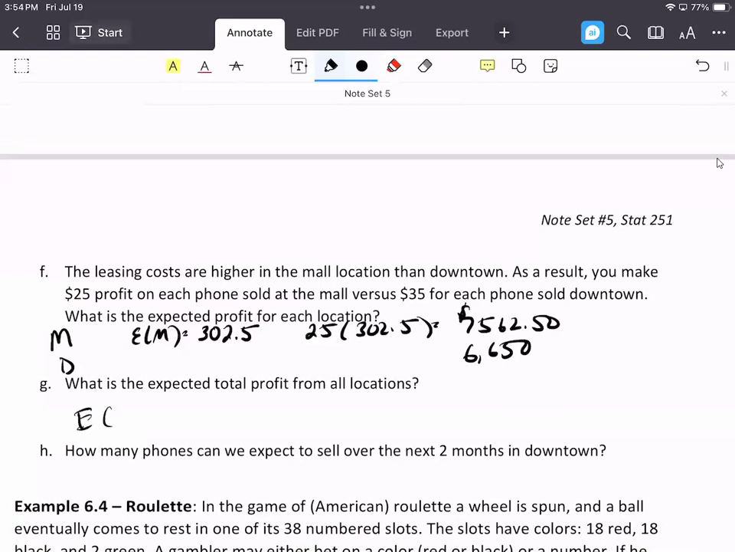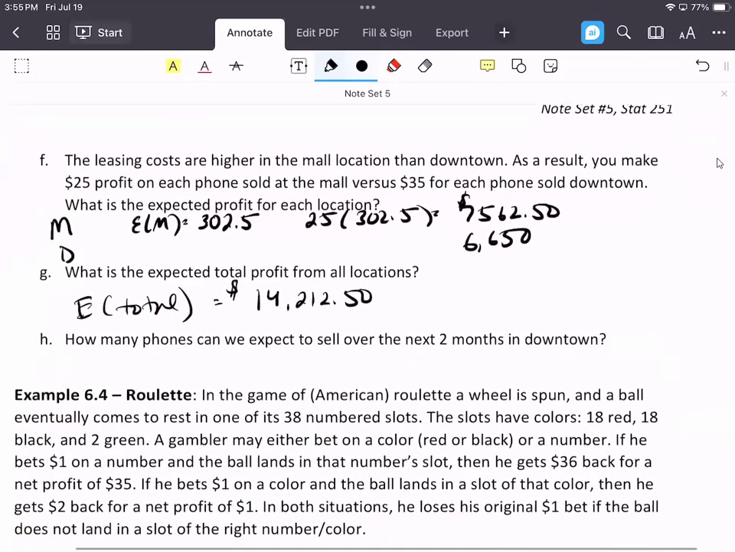To get the total expected profit, we would just add the two numbers together and we get $14,212.50. Now, the last question is, how many phones can we expect to sell over the next 2 months in downtown? Well, we know from part C above that we expect to sell 190 a month. And if we do that for 2 months, we're going to have 380.